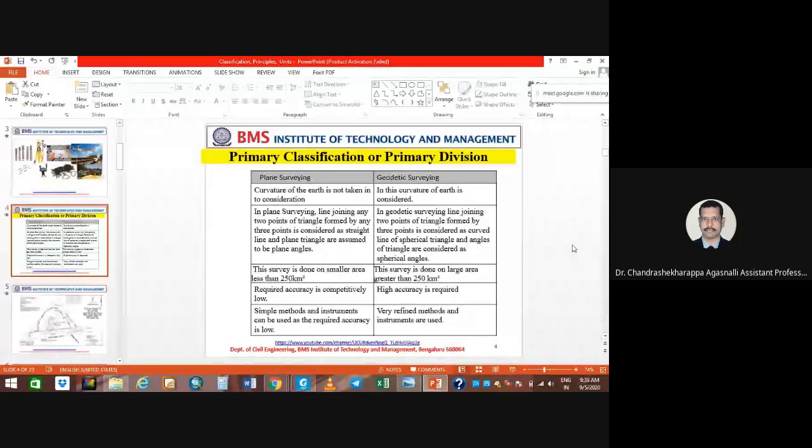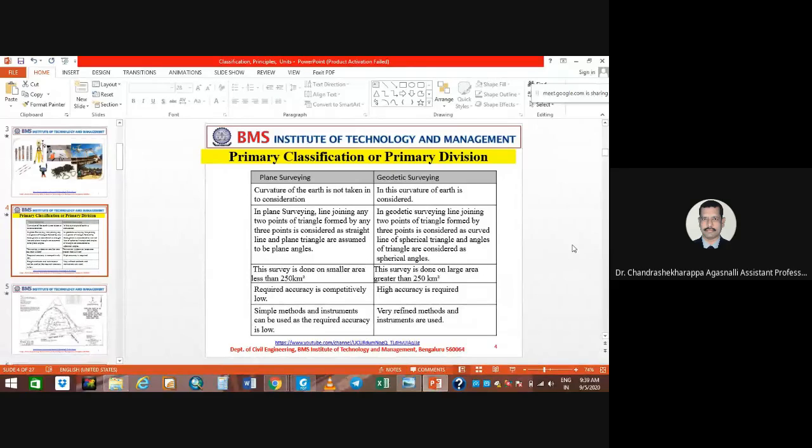In the geodetic surveying part, the line joining 2 points of a triangle formed by the 3 points is considered to be a curved line of a spherical triangle, and these angles of the triangle are considered to be spherical angles. So plane means there are no such angles, but here we need to consider the curvature of the earth. That's the most important thing in geodetic surveying.